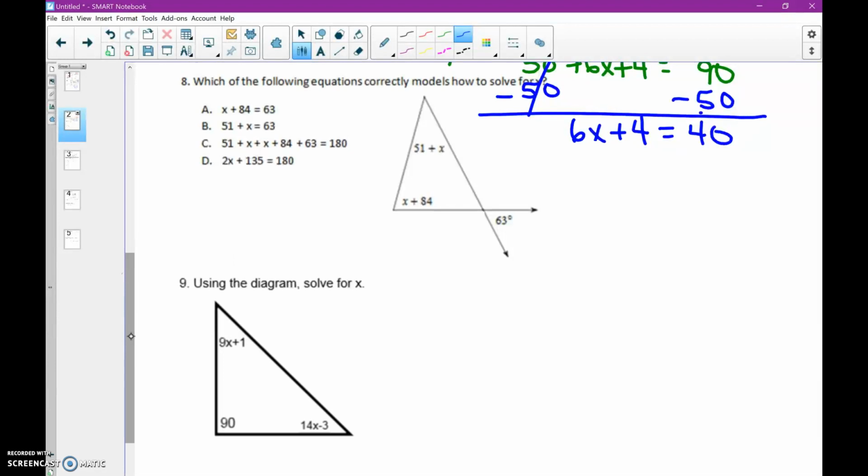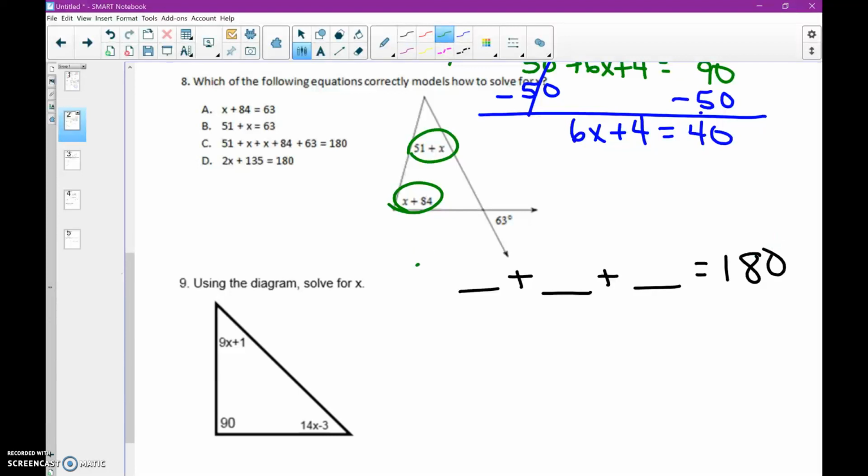So let's go down to 8 and 9, hopefully a little bit easier to work with. Number 8, all you're doing is picking the correct equation that solves for x. So a lot easier than number 7, I think. They give you 2 of the angles already, which is awesome. So I'm going to start my blanks. Blank plus blank plus blank equals 180. Already got 2 of them filled in. 51 plus x. X plus 84. So now I got to figure out the last one.